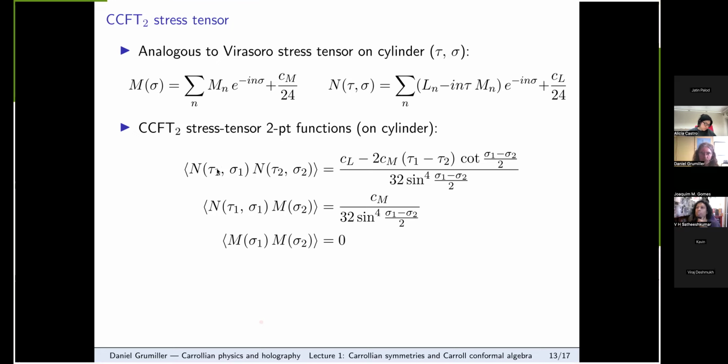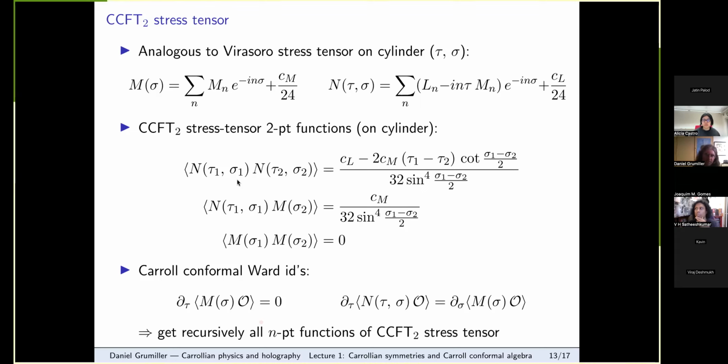And the super rotation two-point function looks a bit more complicated. The C_L part is like in the Virasoro case. Indeed, if C_M is equal to 0, you get a Virasoro subalgebra, and this is the right two-point function. But if C_M is non-zero, you also get this additional term that is linear in the time interval difference and has this additional decoration with a cotangent function. So even though the structure is somewhat similar, there are some important technical differences to the relativistic case.